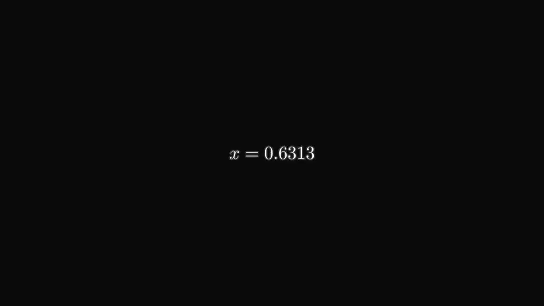From the Antilog table, x equals 0.6313. Therefore, the cube root of 0.246 times 1.023 equals 0.6313.